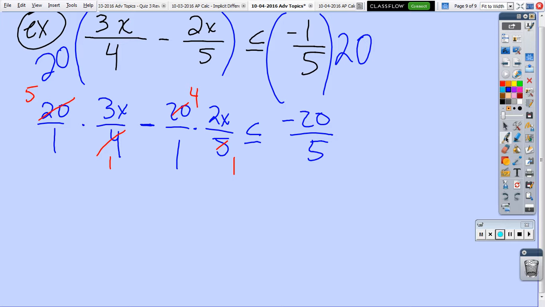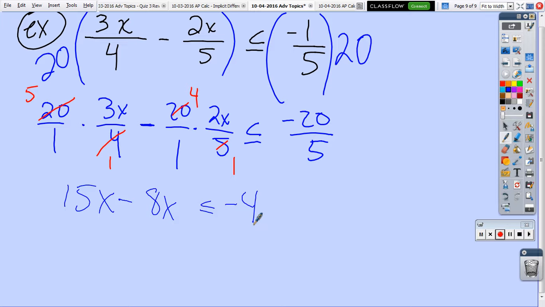All right, so if we continue with this. So now when you multiply fractions, we actually like that because you just go straight across. So you got 5 times 3x over 1, which is just going to be 15x, minus 4 times 2x, so minus 8x all over 1, is less than or equal to negative 4.